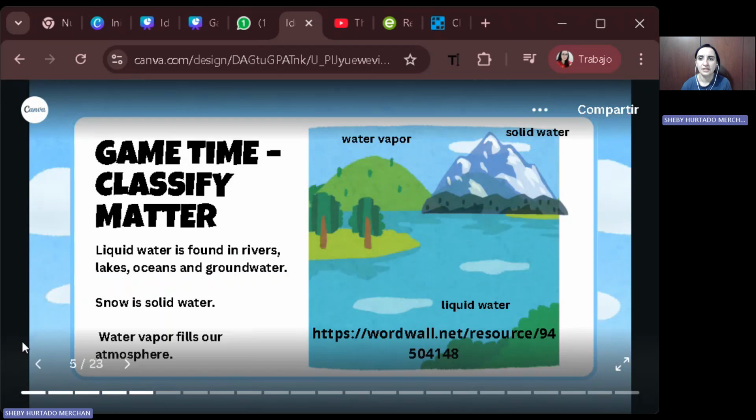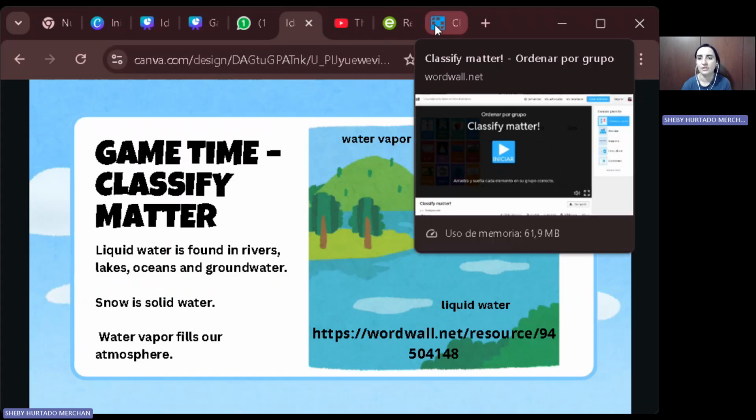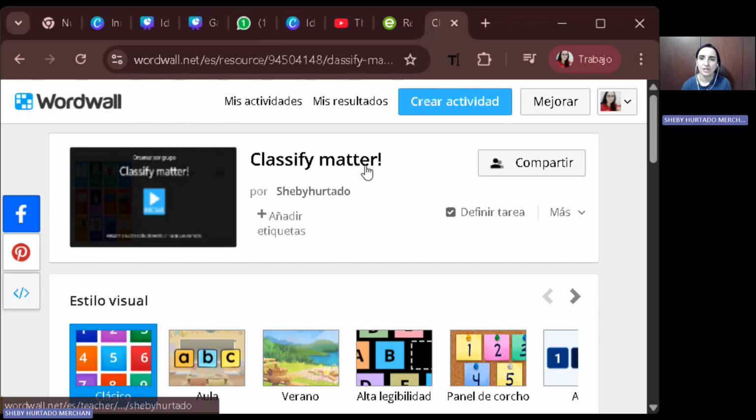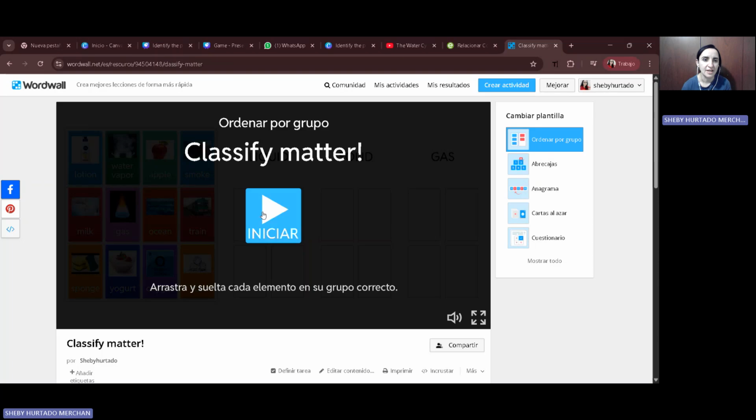Okay, this is game time: classifying matter. Time to classify. Is it solid, liquid, or gas? Play and drag each word to the correct category. Let's go. This is another game. When we finish the previous one, we have to play this.